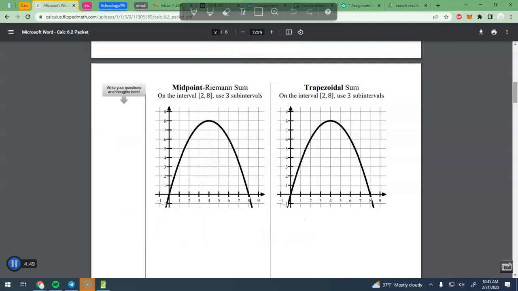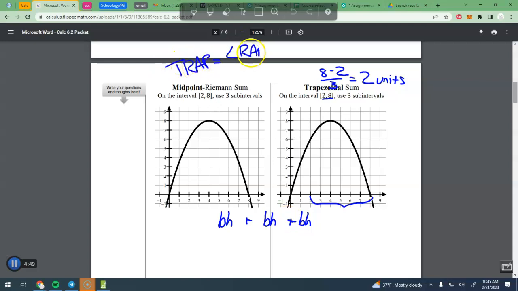Alright, for trap, so if I go to the one on the right, I'm still going between 2 and 8. I still have 3 subintervals, so my distance is 8 minus 2. Divide that among 3 subintervals. So each rectangle is 2 units. And this one's a little more annoying. You can actually do this 2 ways. Trap is the LRAM and the RRAM averaged together.